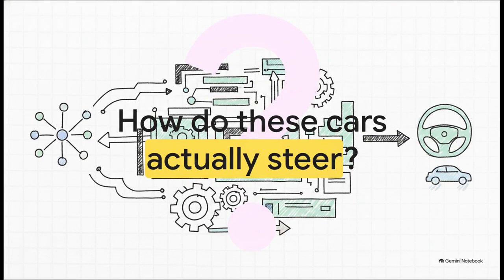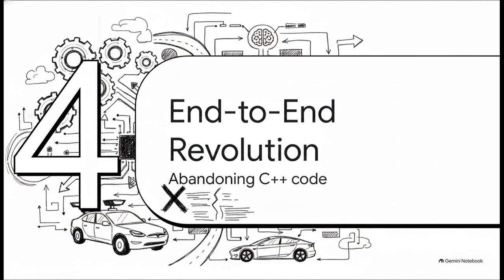So, okay, we've seen how they perceive the world. But the next logical question we really need to answer is, how on earth do they process all of this massive data to actually make the decision to turn the steering wheel? Which brings us to part 4, the end-to-end revolution, abandoning C++ code for transformers.